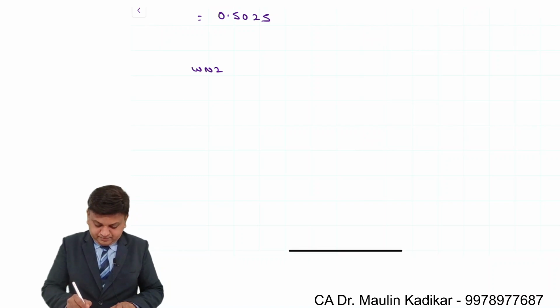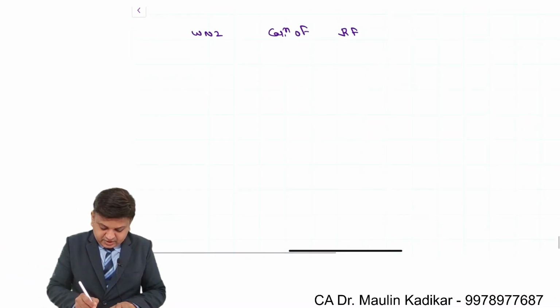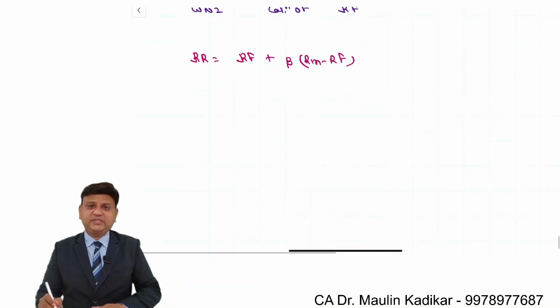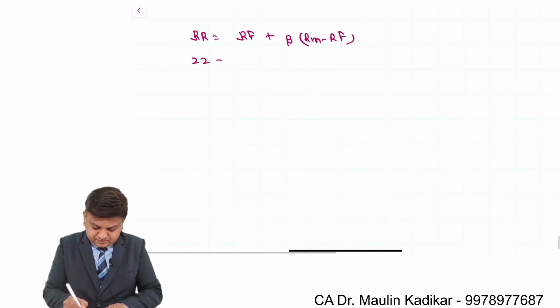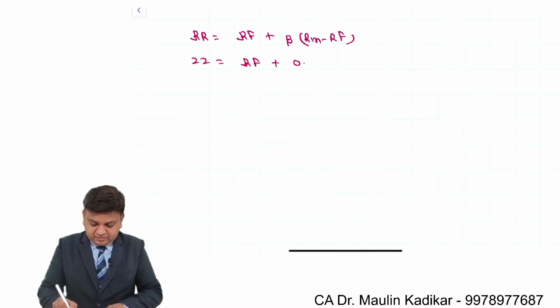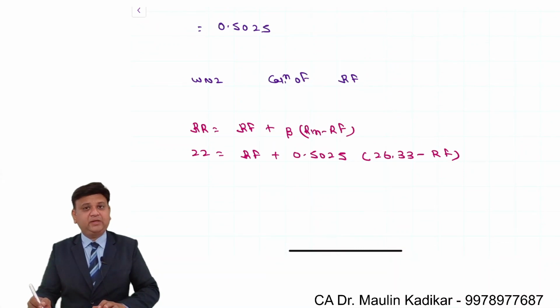Working note number 2. Calculation of RF. In that, required rate of return is equal to RF plus beta into RM minus RF. The required rate of return which is given to us in the example is 22%. RF we do not know, rather we are required to find it. Beta is 0.5025. RM is 26.33 minus RF once again. This is the way we have to put the equation to make the computation of RF.